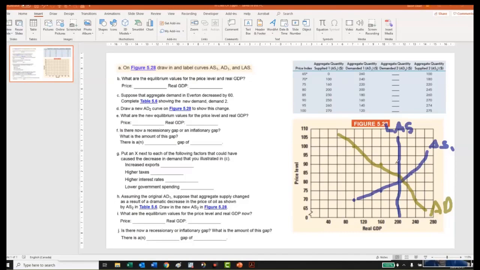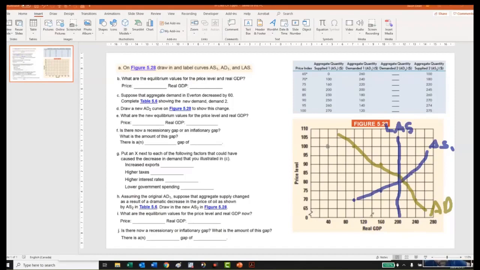So straightforward. Now if we want to show that on a diagram, it's a little easier, because all we do is move it over by the amount that demand has decreased. Each of these squares is 20, right? So the aggregate demand curve is going to shift to the left by 3 squares. We can take any point on the demand curve and count 1, 2, 3. That would be a point on the new aggregate demand curve.